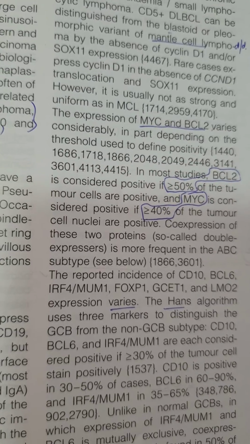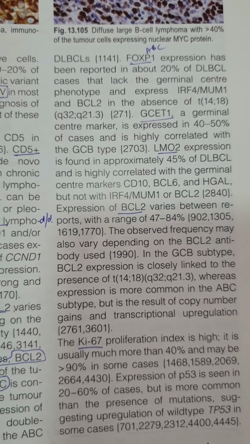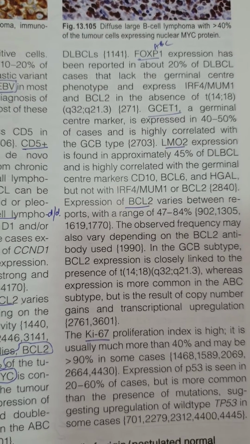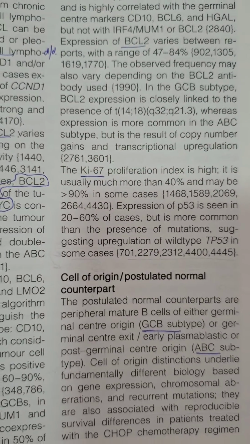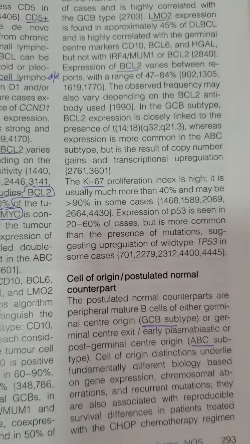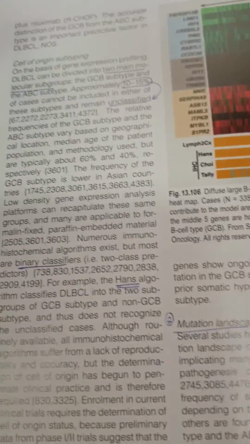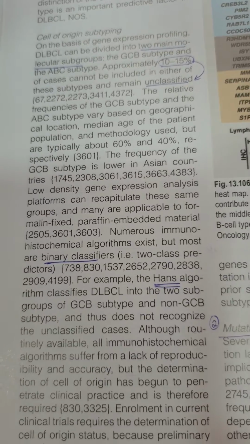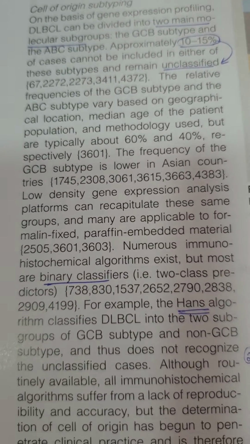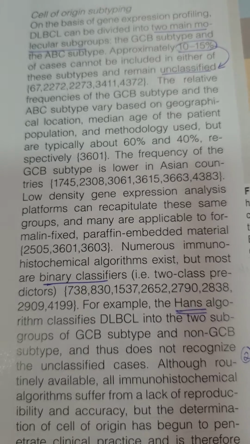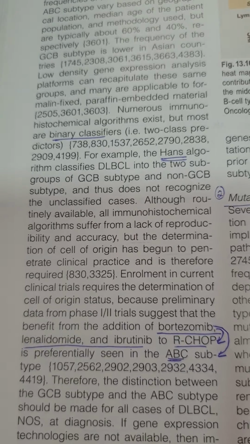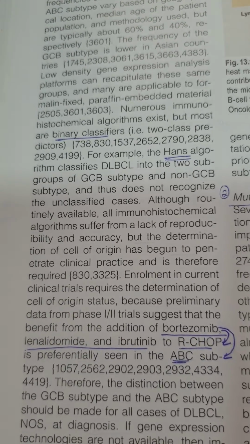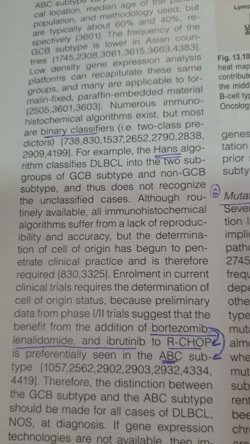Then usually we have to follow the Hans algorithm. We have other markers, FOXP1, GCET1, LMO2. Then Ki67 is usually high. Cell of origin, or the postulated normal counterpart, you have the GCB subtype and the ABC subtype. Cell of origin subtyping gives the 2 main molecular subgroups, but still you have about 10 to 15% which are unclassified. If it is ABC subtype, you can add bortezomib to the R-CHOP therapy.